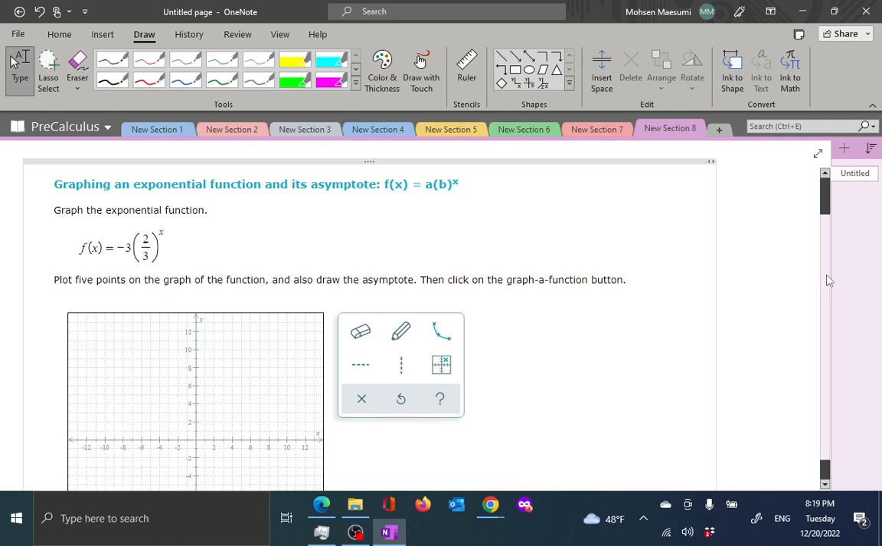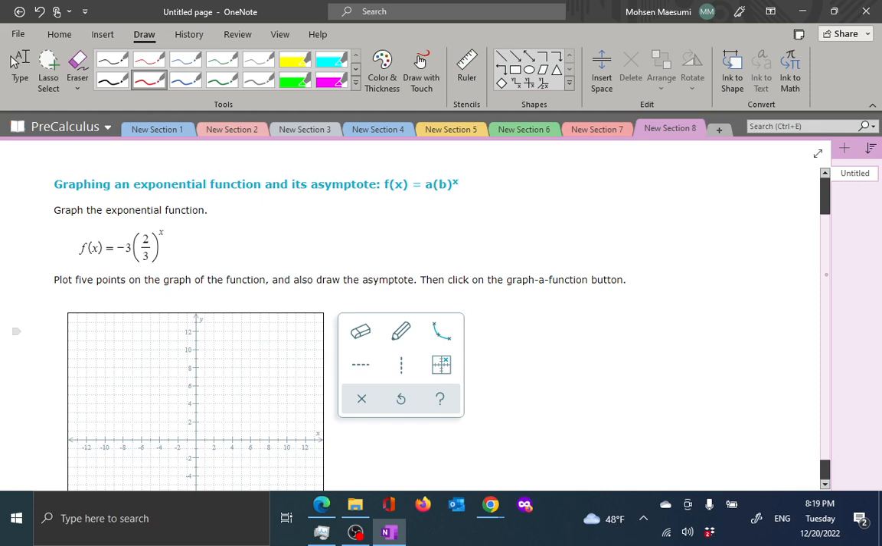Hi and welcome to our mini lecture on graphing an exponential function and its asymptote. The function that we have in mind is of the form a times b to the power of x. Here's an example: f of x is given as minus 3 times 2/3 to the power of x. We want to graph this function and also graph its asymptote.